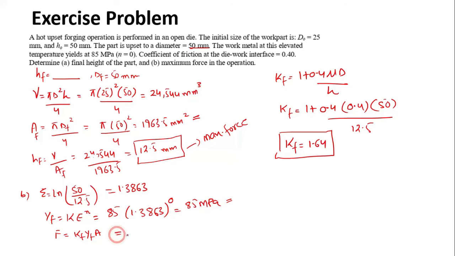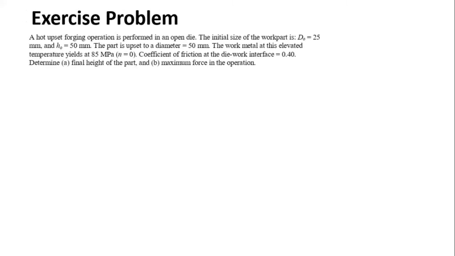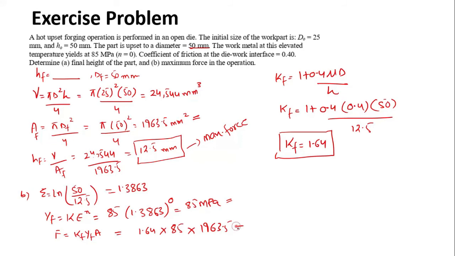So we can directly find out the force, that would be equals to shape factor into the Yf, that is equals to 85 into the area. So the answer would be 273,712 Newton. So this is the maximum force in this forging operation. Why it is maximum force? Because it is towards the bottom of the stroke.